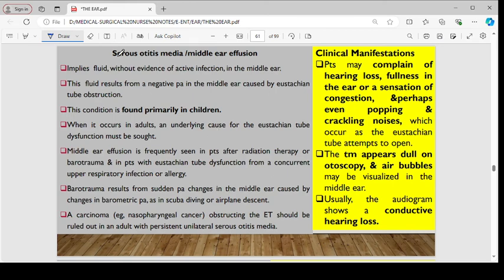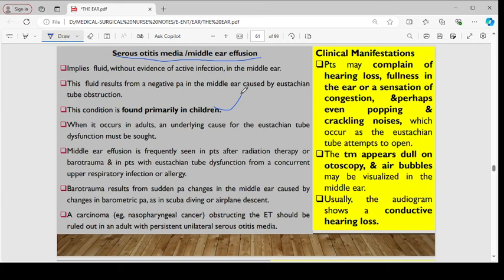The other condition affecting the middle ear is serous otitis media, or simply middle ear effusion. It implies fluid without evidence of active infection in the ear. This fluid results from a negative pressure in the middle ear caused by eustachian tube obstruction. This condition is primarily found in children. When it occurs in adults, an underlying cause of this eustachian tube dysfunction must be looked at.